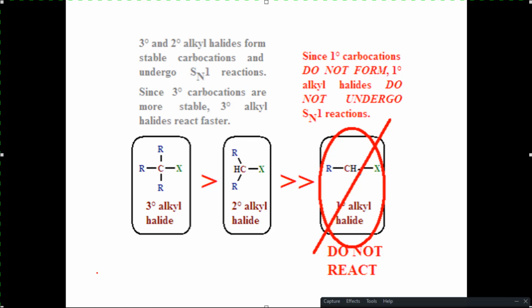But that's okay, right? Primaries react the fastest in SN2. So SN1 and SN2 are complementary mechanisms. Tertiary doesn't go SN2, but it can go SN1. Primaries go SN2, but not SN1. Again, the real problem are the secondaries. Where should they go? We'll clarify that a little bit more.